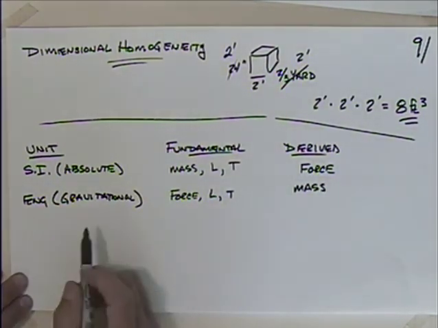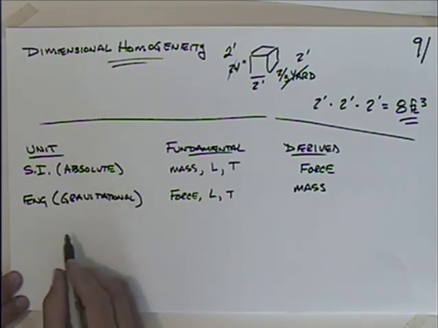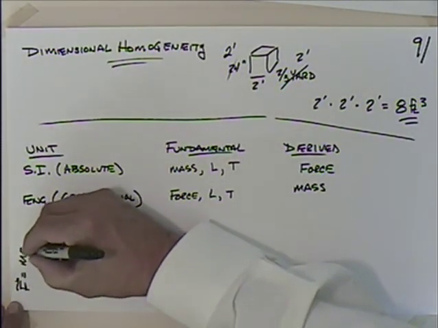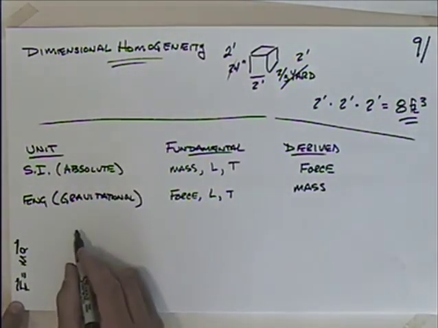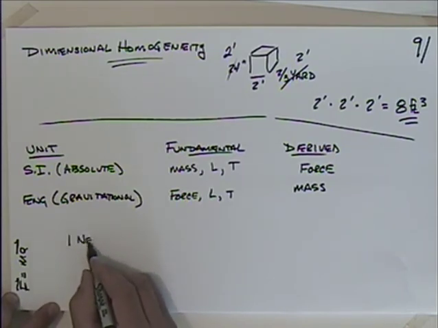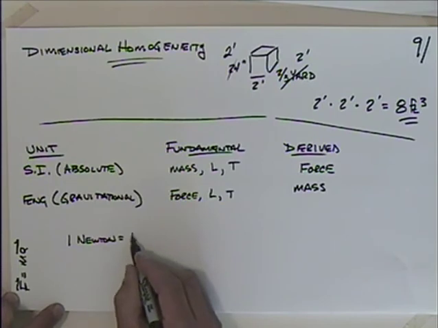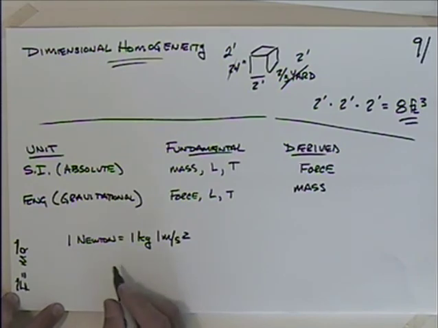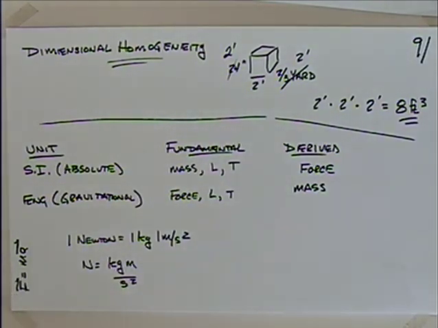So let's see how that works. If I go and look at Newton's second law, force is equal to mass times acceleration. I'll write that over here. Force is equal to mass times acceleration. I could, for the metric system, say that 1 Newton is equal to 1 kilogram times 1 meter per second squared. So I get then that a Newton is equal to a kilogram times meter per second squared. And those of you that have done some physics probably recognize that right off.